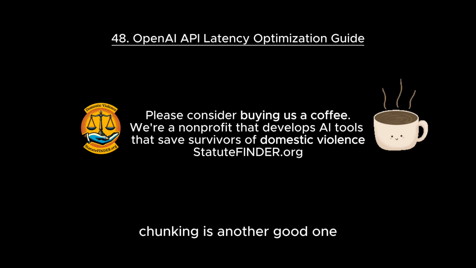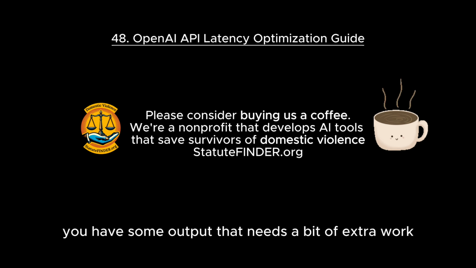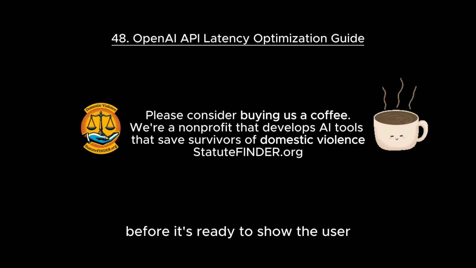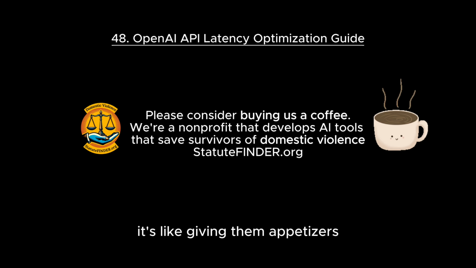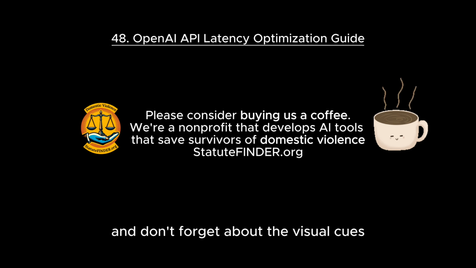Chunking is another good one. So imagine you have some output that needs a bit of extra work before it's ready to show the user. Maybe it needs to be translated or formatted or something like that. Instead of doing all that at once, you break it down into smaller pieces and send each piece to the user as it's finished. Okay, so it's like giving them appetizers while the main course is still cooking. Keeps everyone happy. Precisely.